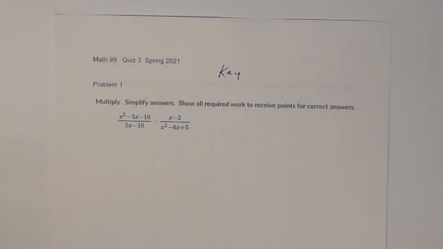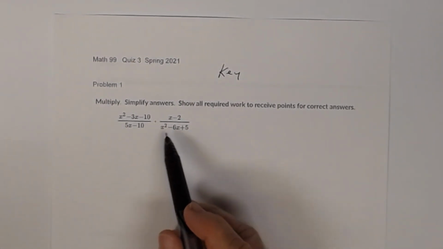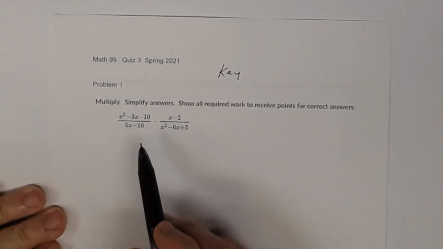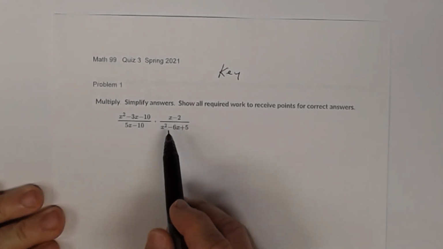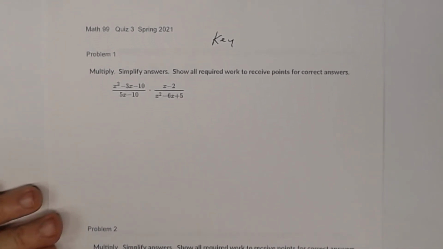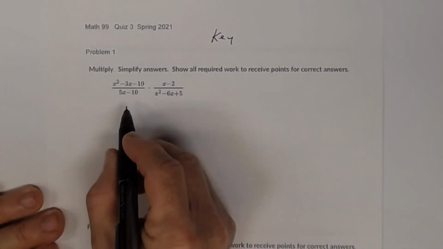This is a key to quiz number 3, and on quiz number 3 you're asked to either multiply or divide rational expressions. So in number 1 it says multiply and then simplify your answers and show all required work to receive points for correct answers. Let me go ahead and rewrite this problem to make it look a little bit larger.